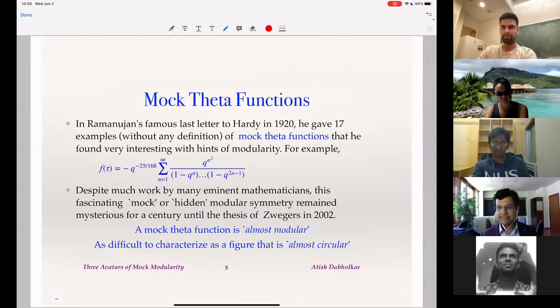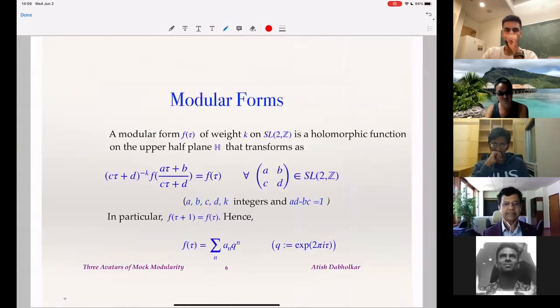The basic understanding of mock theta functions now is that they are almost modular. And because a function is almost modular, it is difficult to characterize. It's a bit like trying to characterize a figure which is almost circular. A circular figure you can characterize very easily, but if you say almost circular, you have to tell me whether there is a wiggle going to the left, to the right, or how it is. Is it ellipsoidal? In what sense is it not circular? That's why it remained very mysterious.